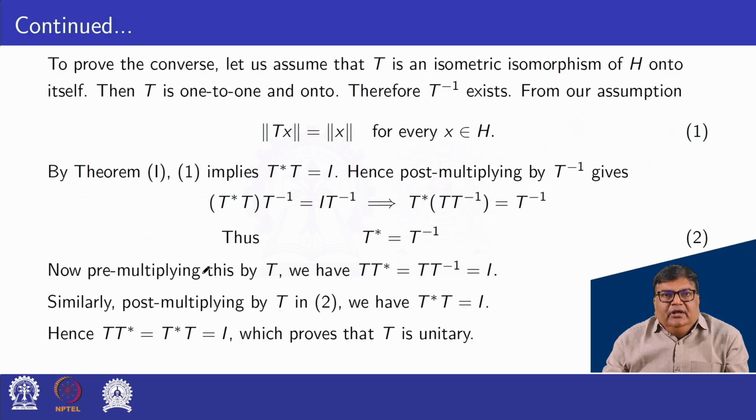Now pre-multiplying by T, we have T T star equal to T T inverse, which is equal to I. Similarly, post multiplying by T in equation 2, we have T star T equal to T inverse T, that is I. Hence T T star is equal to T star T equal to I, which proves that T is a unitary operator.